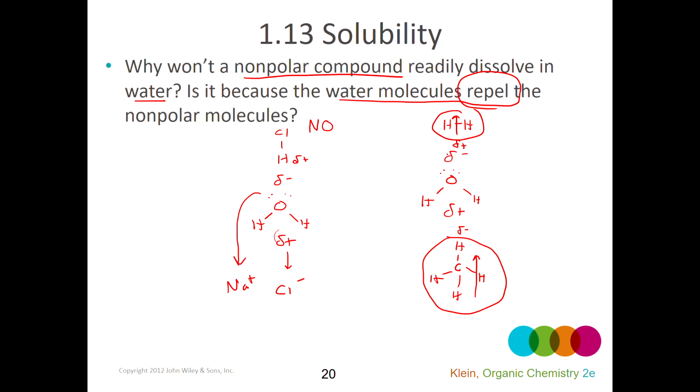There's no actual repulsion. The reason they don't readily dissolve is because the water molecules attract other water molecules even more strongly. There's a decent attraction between the polar water and these nonpolar molecules, but there's a much stronger hydrogen bonding attraction between water molecules, and that much stronger attraction brings all the water molecules together and by default excludes the nonpolar substances because their attractions are much weaker in comparison.